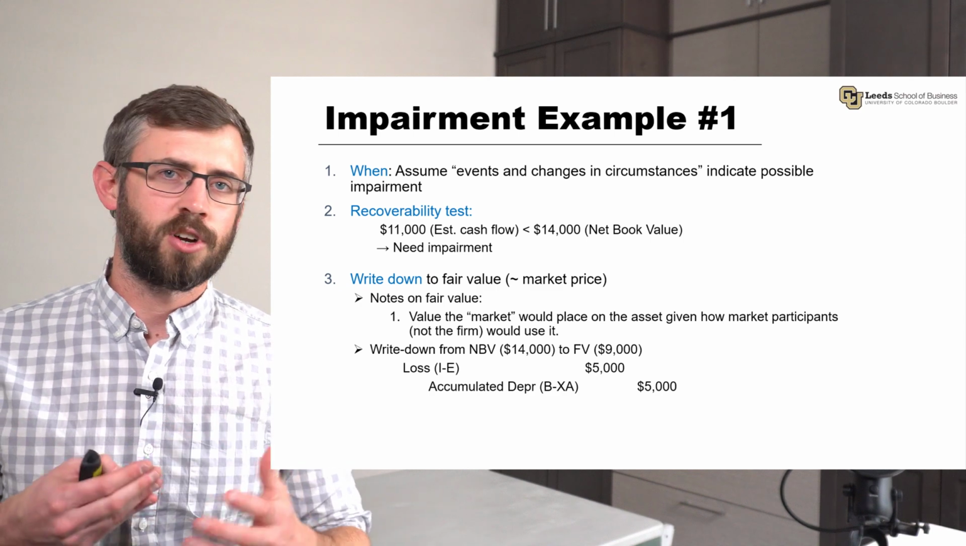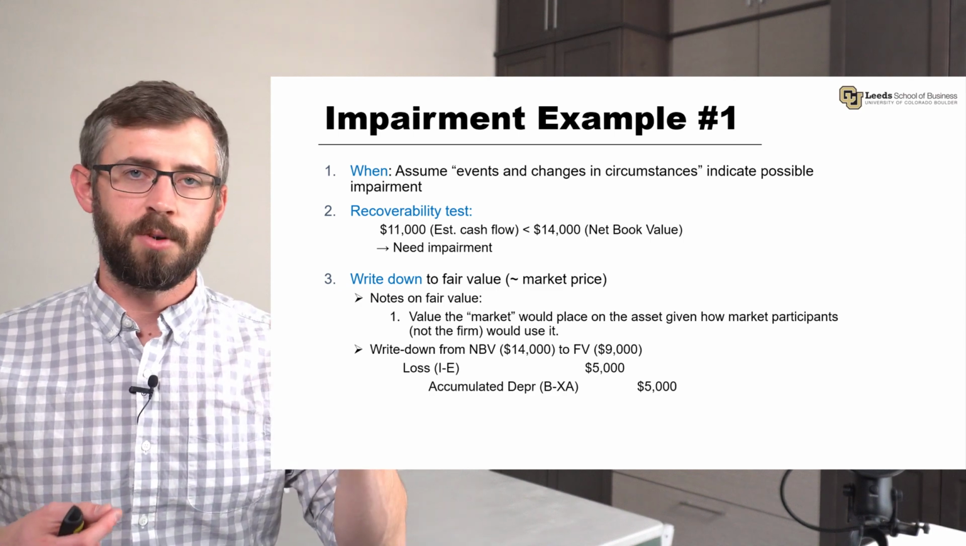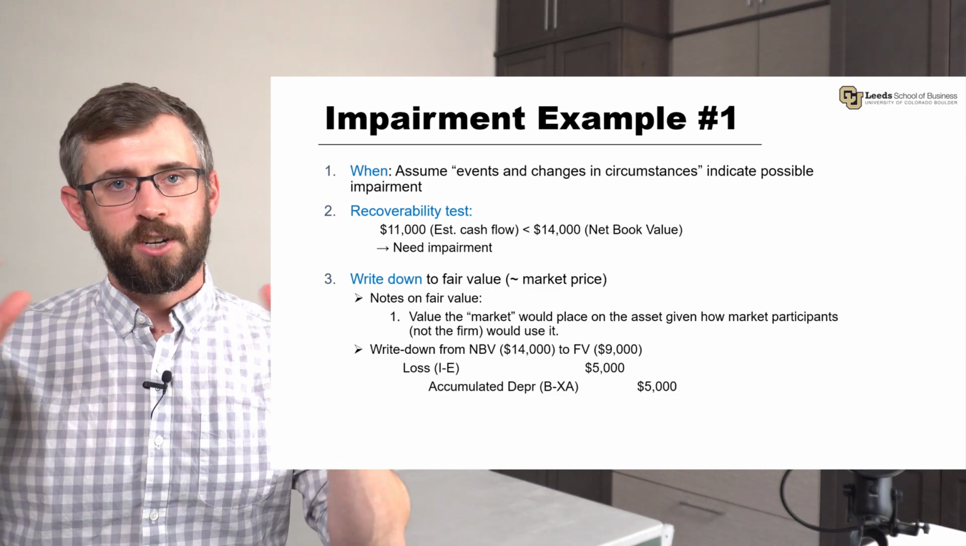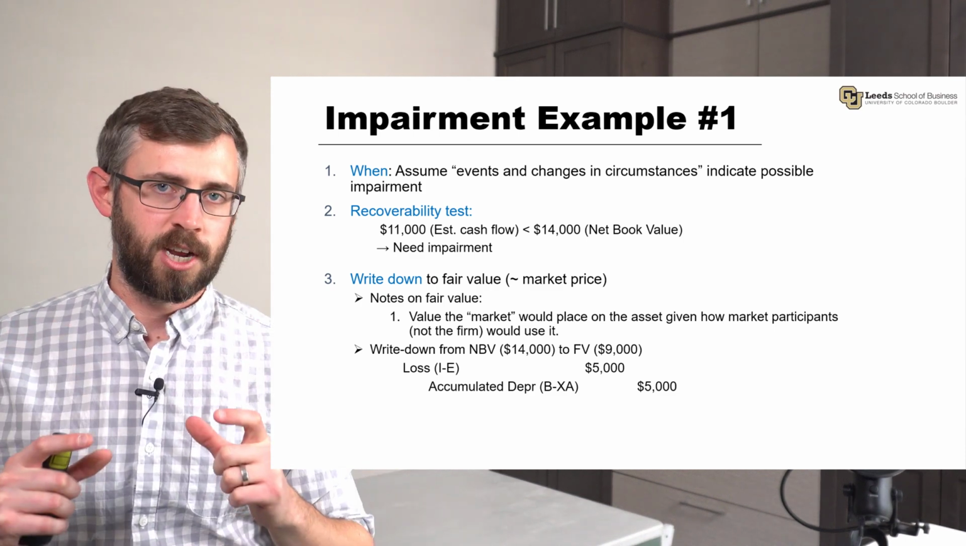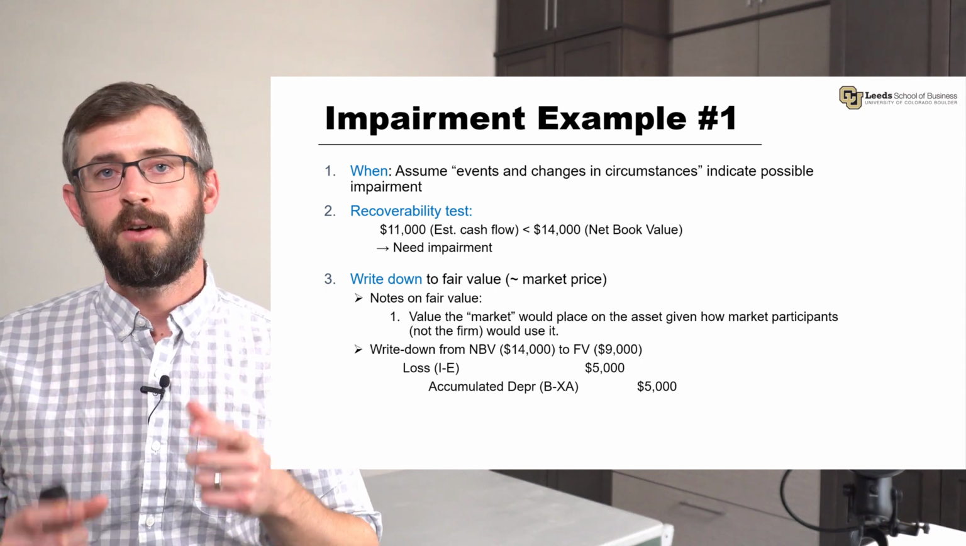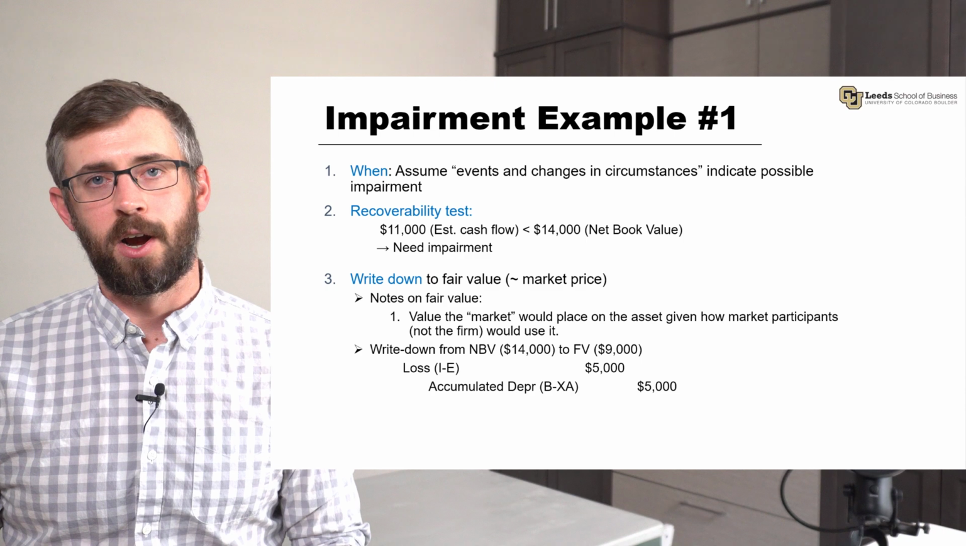And so you have to make sure when you're looking at these problems, which numbers are undiscounted cash flows, that goes up into step 1, and which numbers are either fair values or market values or discounted cash flows, which is what we use in step 2 when we actually calculate the impairment expense.